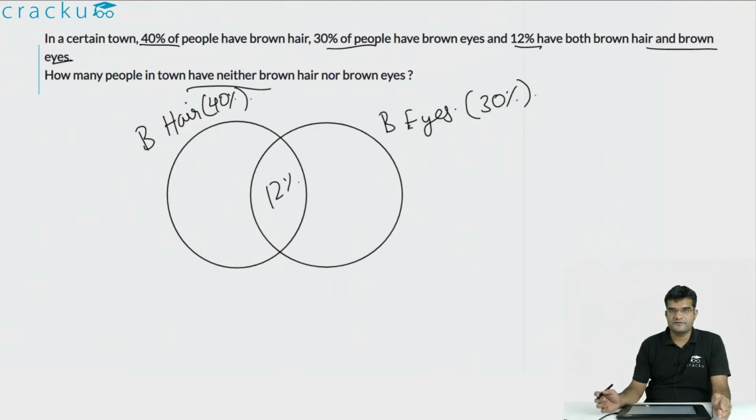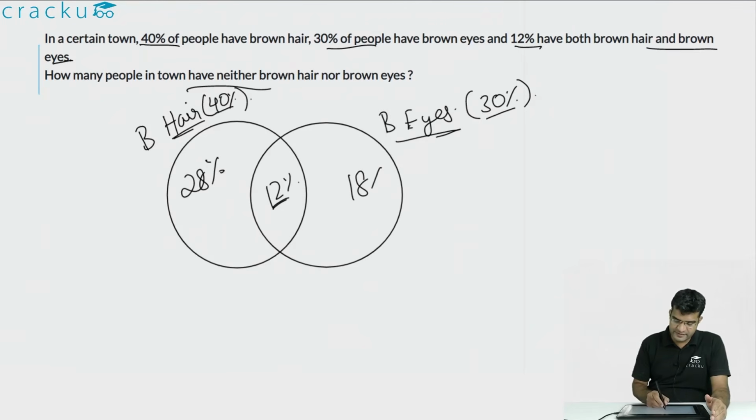So if you are trying to identify what is the percentage of people who have only brown hair but not brown eyes, that will be 40 minus 12, that is equal to 28%. Similarly, if you are trying to identify the percentage of people who have only brown eyes but not brown hair, that will be 30 minus 12, which is equal to 18%. So if you are trying to identify what is the total number of people who have either brown hair or brown eyes, that will be 28 plus 12 plus 18, which is equal to 58%.